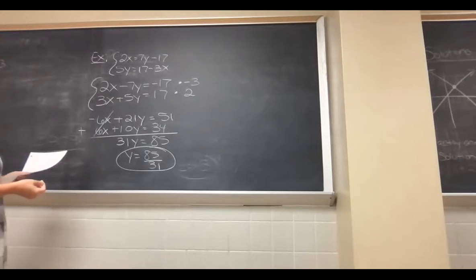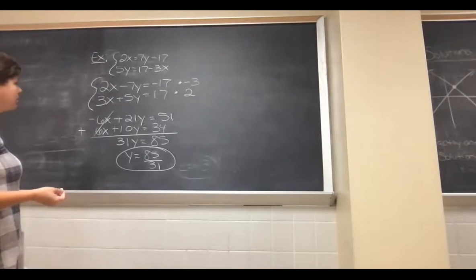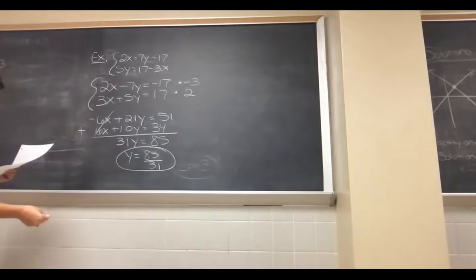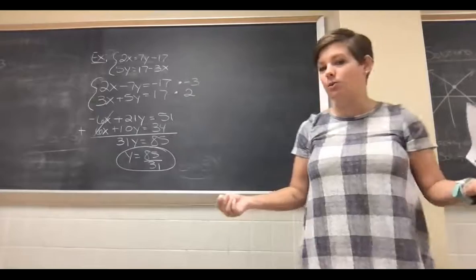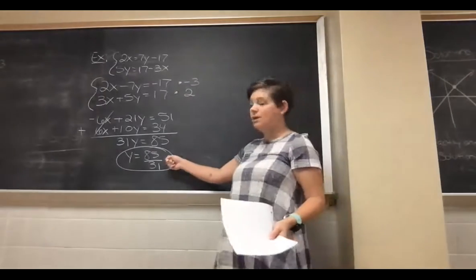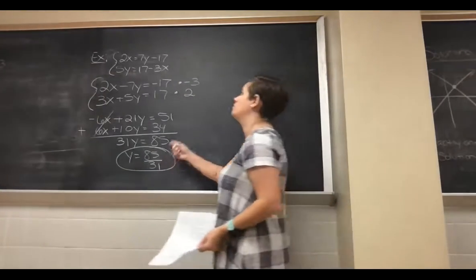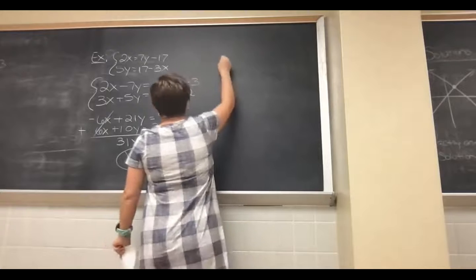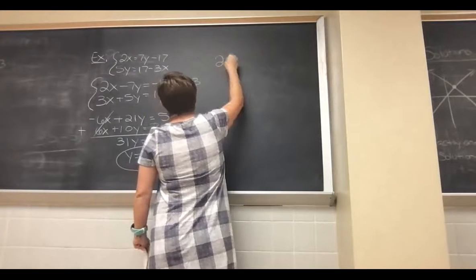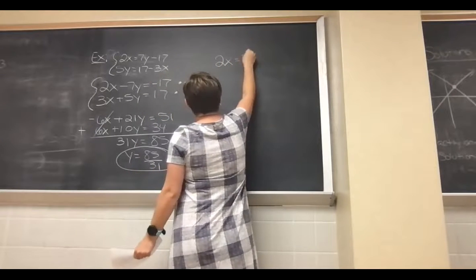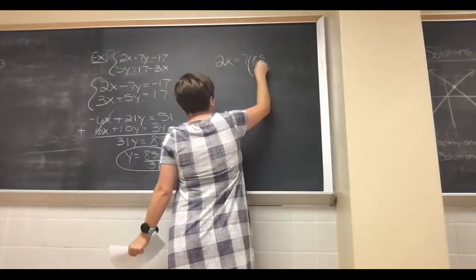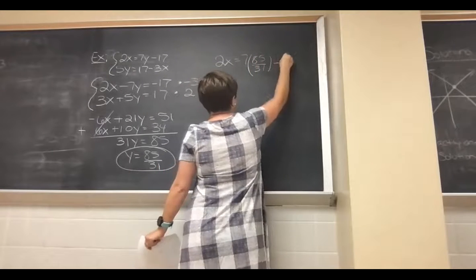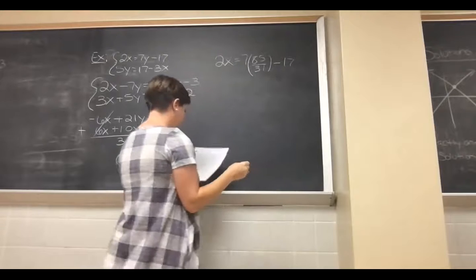So now I'm going to plug that into one of the equations. It doesn't matter which. I plugged it into the top one. If you plugged it into the second one, it's still going to work. I do just say be careful because you are dealing with kind of a yucky fraction. So I have 2x equals 7 times our y, which is 85 over 31, minus 17.